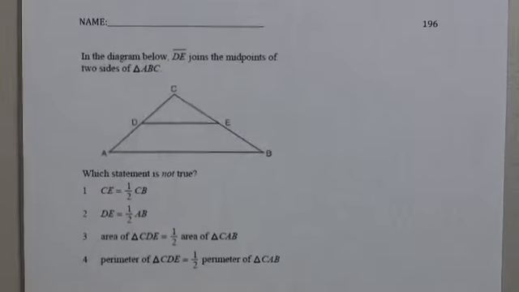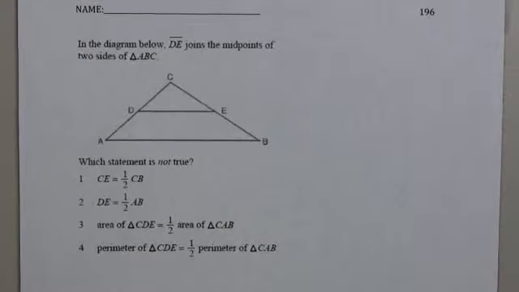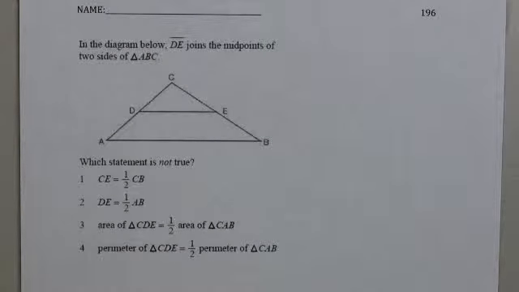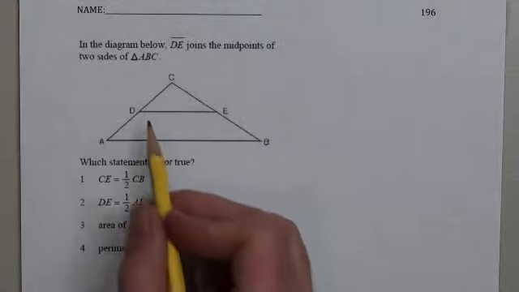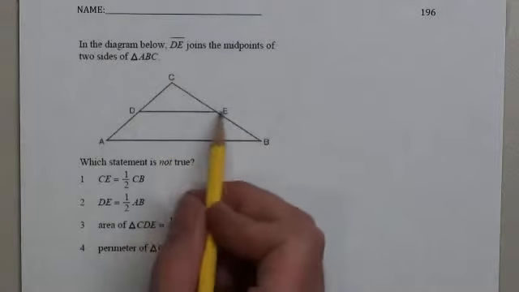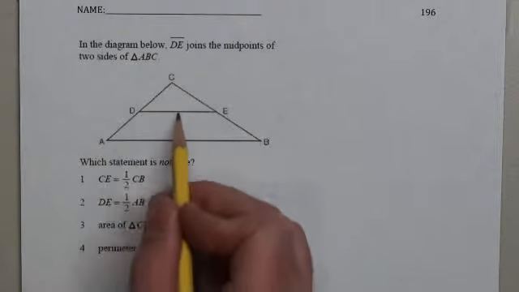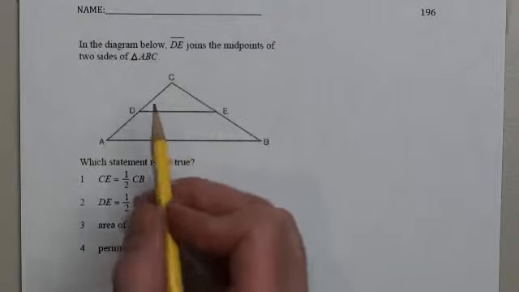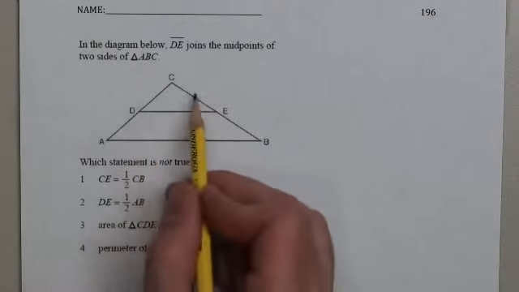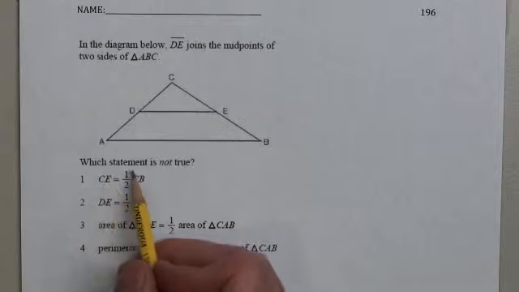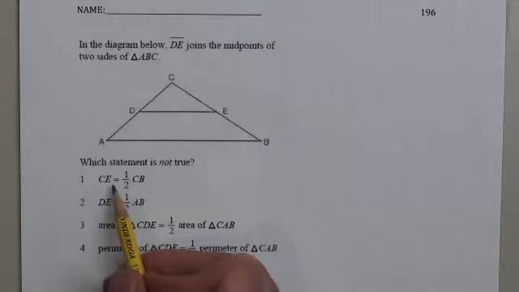In the diagram below, segment DE joins the midpoints of two sides of triangle ABC. So that means that this is a mid-segment. It's parallel to this side, and it's also half as long as this side. And it cuts this segment in half, and it cuts this segment in half. So which statement is not true?